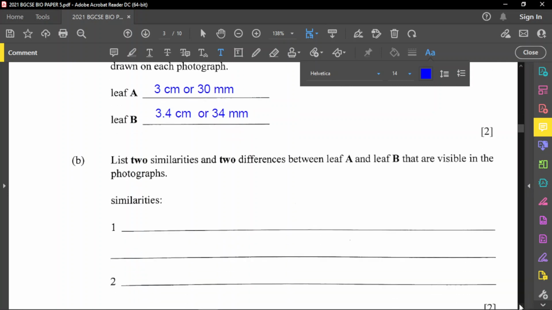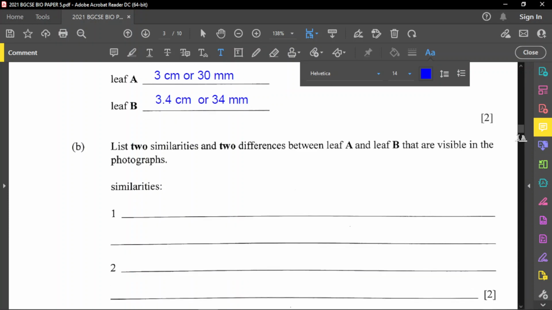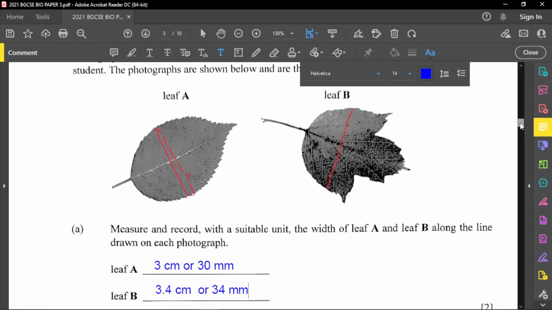All right, for the similarities, there are going to be two similarities. Yes, let's talk about two similarities here. If I go back to the leaf, let's look at them carefully. How are these two leaves similar? I can only see two similarities. I don't see more than two ways in which they are similar, and I think you can figure them out as well.